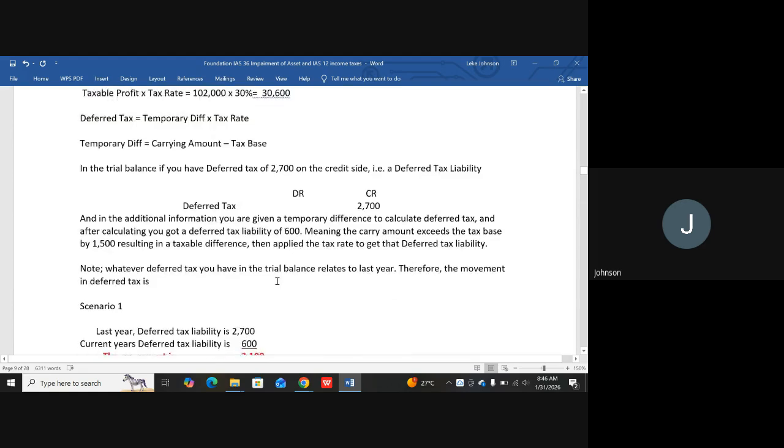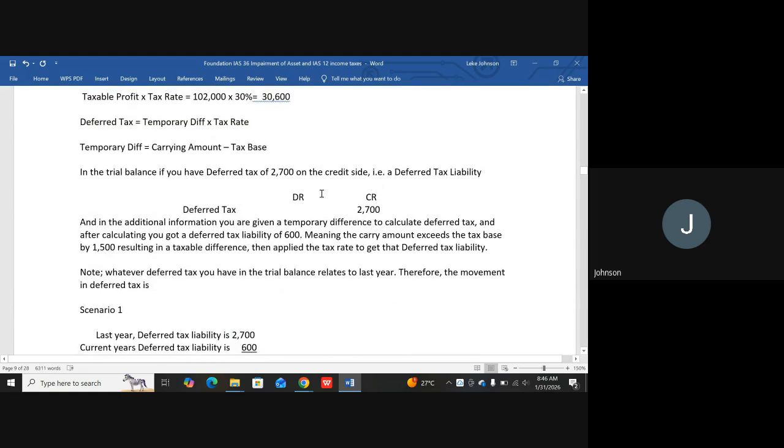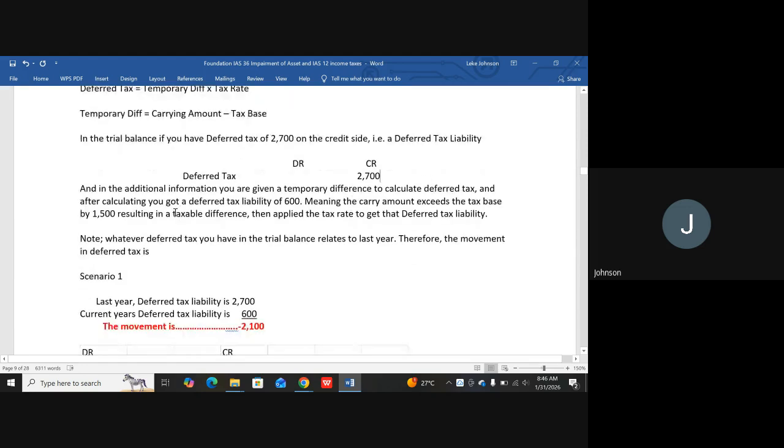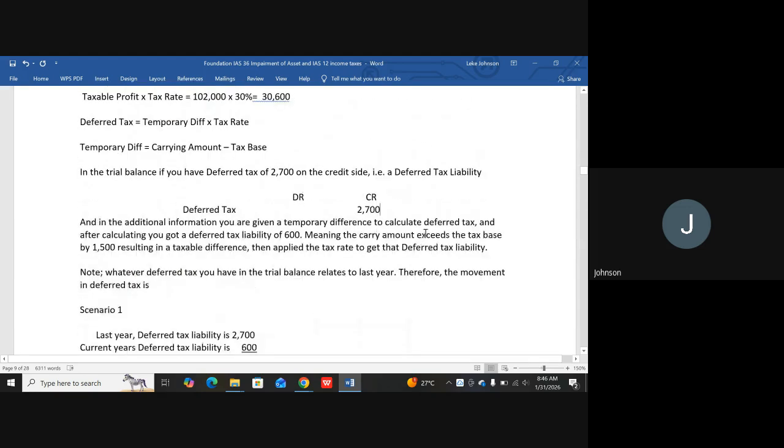So when I come here, we check. They already give us an opening balance in our trial balance. They can tell you that the deferred tax you have from last year is on the credit side, which means it's a deferred tax liability. Now this year, they will not give you information to calculate deferred tax for the period. So how do you calculate that? Look at the carrying amount, the difference between the carrying amount and the tax base.